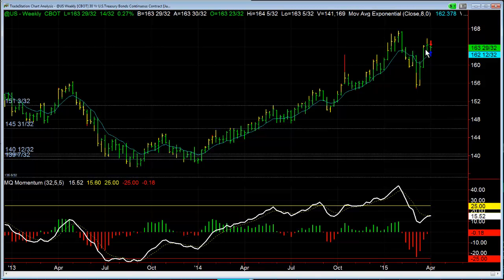Don't forget as well, on Friday we have non-farm payroll. Even though it is Good Friday, we still have non-farm payroll. Futures markets will be open for a few hours in the morning as well, so just be aware of that also.